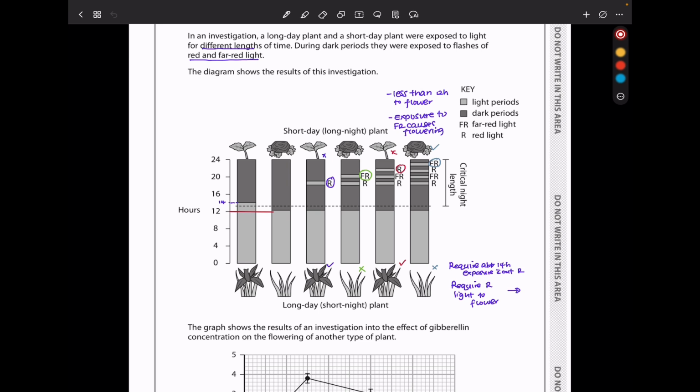For short-day plants, for flowering to occur without the red light, we need a period of less than 12 hours of exposure to light. We can see this is 12, so the light exposure for flowering to occur should be less than 12 hours, or it should be when far red was the last light they were exposed to during the dark hours. So flowering occurs here as well as here.